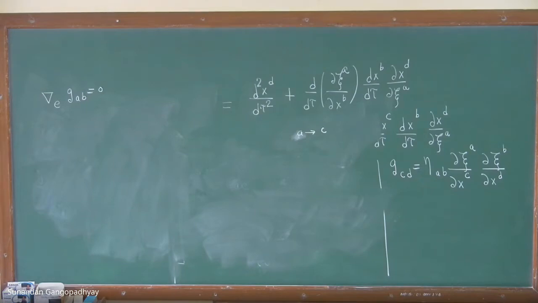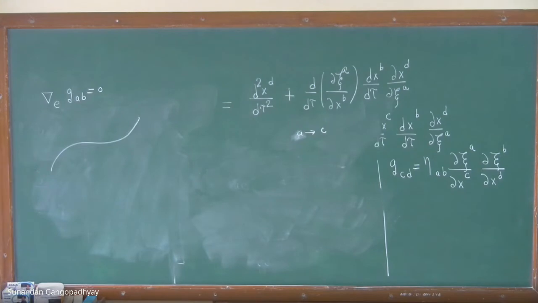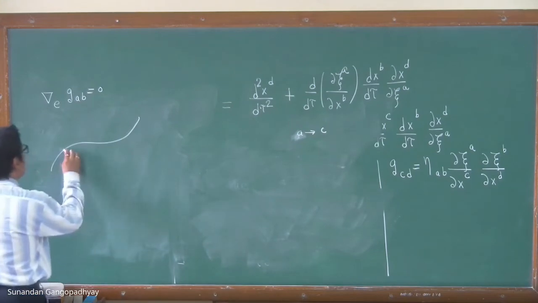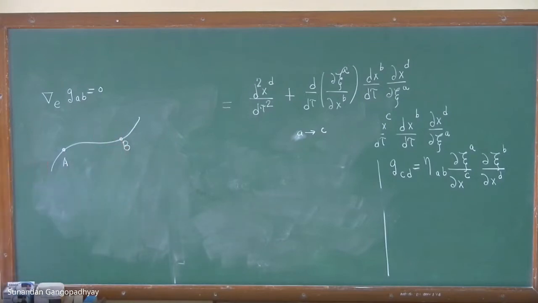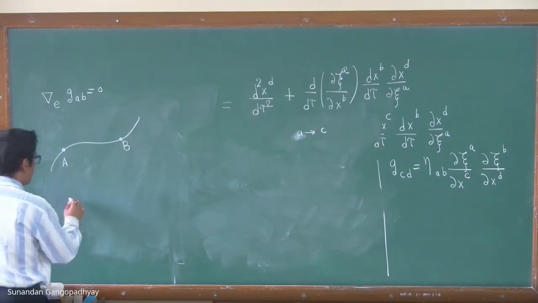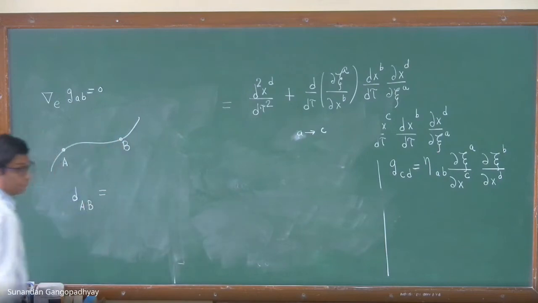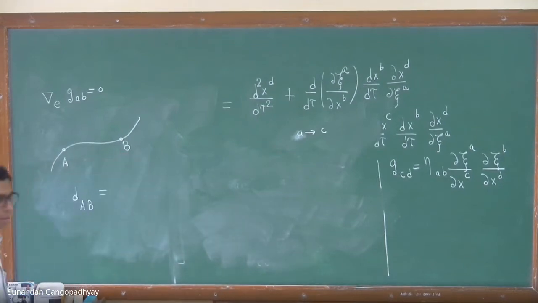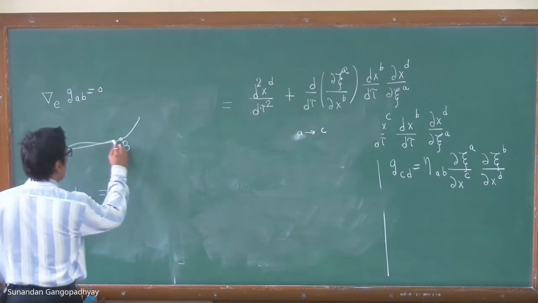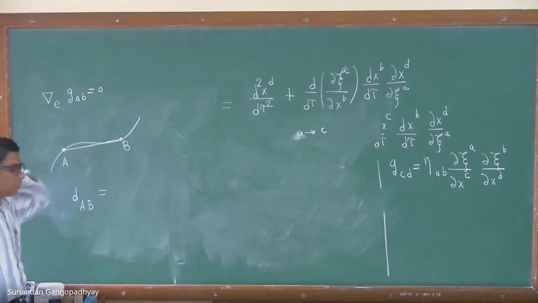Simple problem. Let us consider a curve which is drawn on the plane of this green board, and let us take two points on this curve, A and B. Let the distance between these two points be denoted as D_AB. What do you think should be the shortest distance between these two points? It's a straight line, right? So it should be something like this. Obviously, this curve you can see that its distance should be greater than this. So this is the shortest distance.